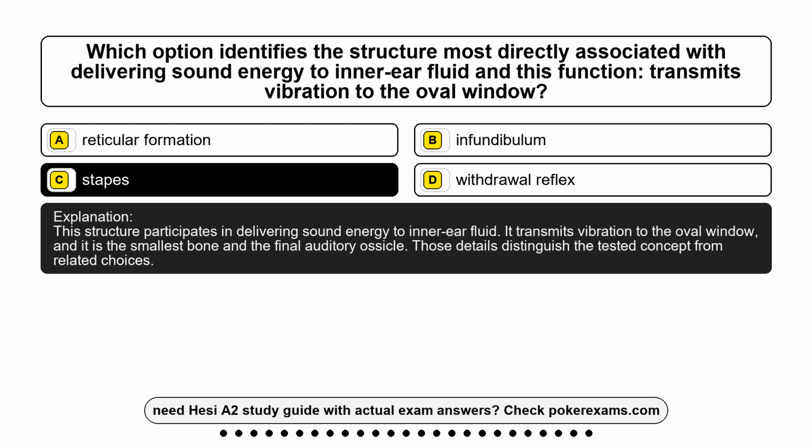This structure participates in delivering sound energy to inner-ear fluid. It transmits vibration to the oval window, and it is the smallest bone, the final auditory ossicle. Those details distinguish the tested concept from related choices.